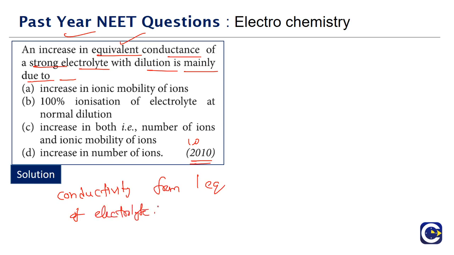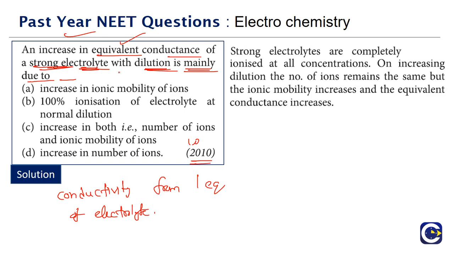Means we'll take one equivalent of electrolyte particles, the conductivity coming because of that. It is generally observed that for a strong electrolyte, this equivalent conductivity will be increasing with dilution. So we have to look at what is the reason for that. If you look at a strong electrolyte, there is no question of the degree of dissociation. That question will not come. Why? Because a strong electrolyte at any concentration will have almost complete ionization. The strong electrolytes undergo complete ionization at all concentrations.